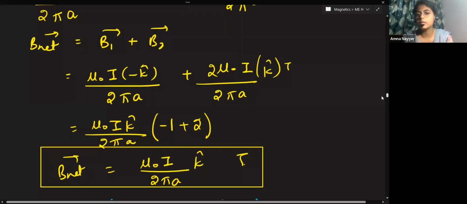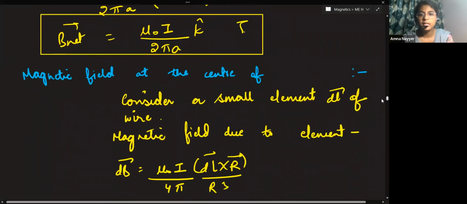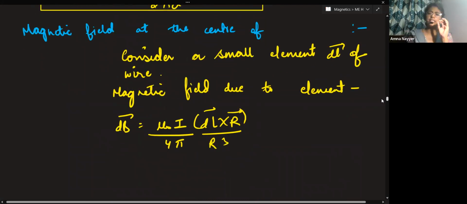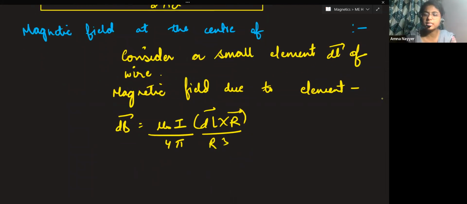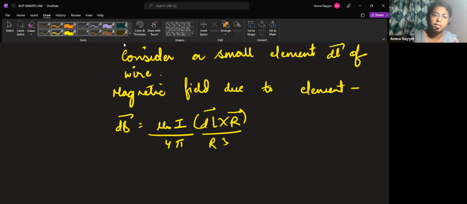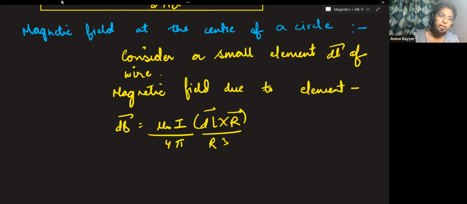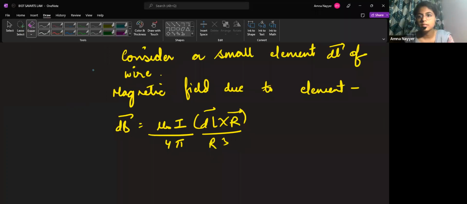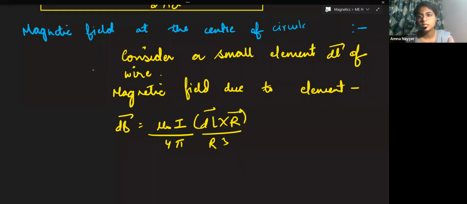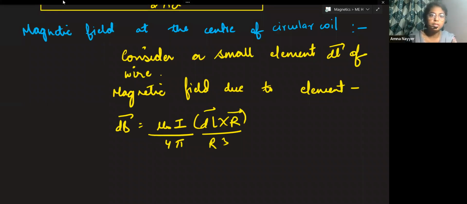Let's start with the circular one. The circular one has a derivation. Certain steps are fixed that will be repeated for all of the cases. Firstly, we'll find out the magnetic field at the center of a circular coil.